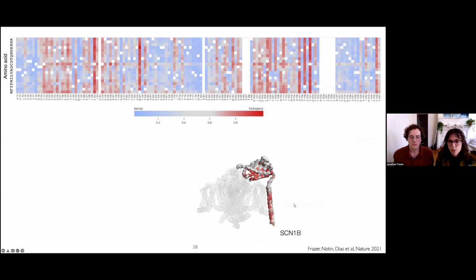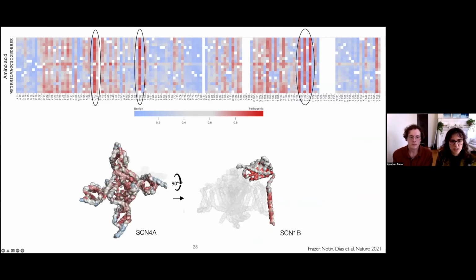And again, most of the pathogenic variants are either in locations where SCN1B is in contact with SCN4A, or also in the hydrophobic core of SCN1B. And here, you can see that there's a lot of pathogenicity at the ion core of SCN4A.